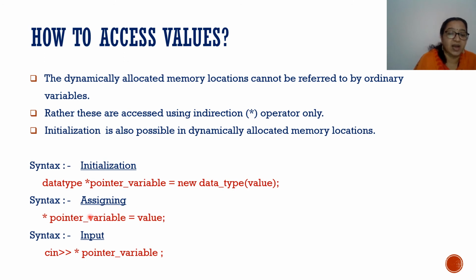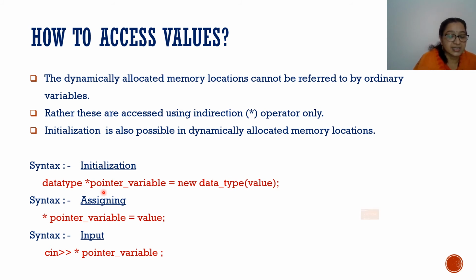So where are we assigning the value? Not in the pointer variable. This pointer variable is pointing to some other cell, the one without a name. So through this pointer variable, we can assign values to that block. Then how to input the values? Same as cin, but the asterisk sign is needed for the pointer variable. The meaning is that the pointer variable is pointing to some other cell, so the input value will be stored in that cell. So these are the syntax of initialization, assigning and input.